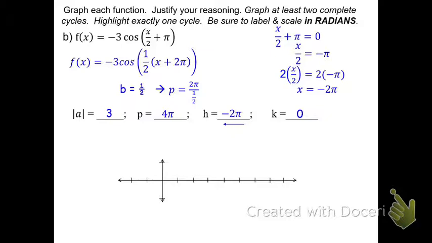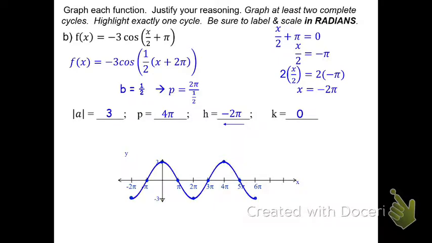Now, if the period is 4 pi, half of 4 pi is 2 pi, which means a half cycle is where I'm going to start. So I've got my scaling. Now, this one is a negative cosine, which means you're going to start at minimum. The minimum is going to start at that negative 2 pi for x. So here's our minimum, and then it does what negative cosine does. From minimum, center, max, center, min, there's 1 complete cycle. Center, max, center, min. If I go to 6 pi, I've done 2 full cycles.